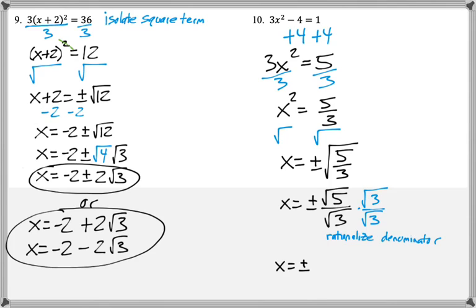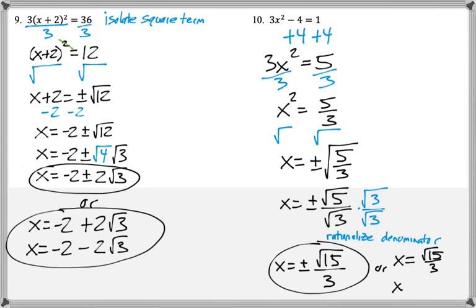So this will make the top square root of 15, and the bottom square root of 3 times square root of 3 is just 3. So we no longer have a radical on the denominator. So my final answer is x is equal to plus or minus square root of 15 over 3. Or if you want to separate it, x is equal to square root of 15 over 3 and negative square root of 15 over 3.